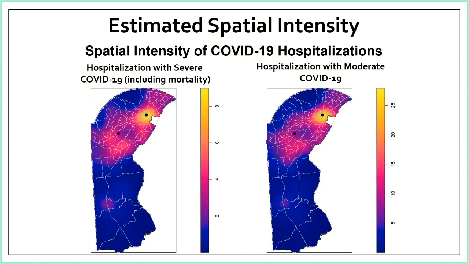And in both maps, we see that spatial intensity is highest near the city of Wilmington and in a band that extends from the Claymont area through Newcastle and then into parts of Newark and Bear. And it's lowest in the southern half of the county.